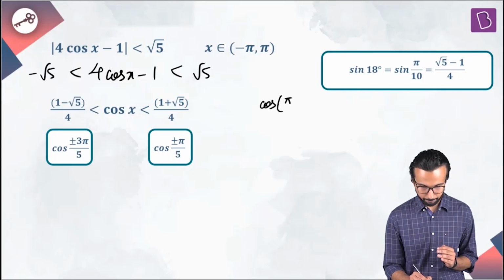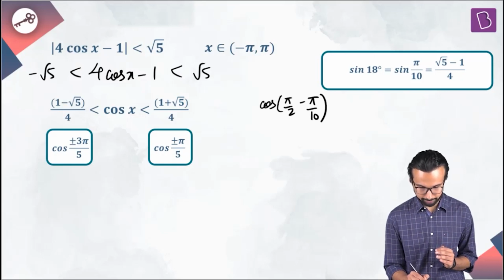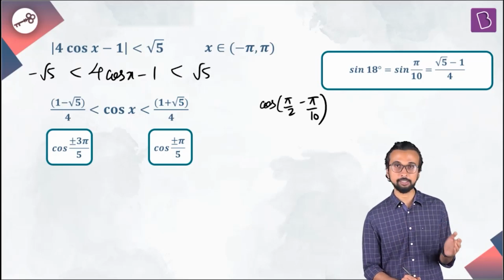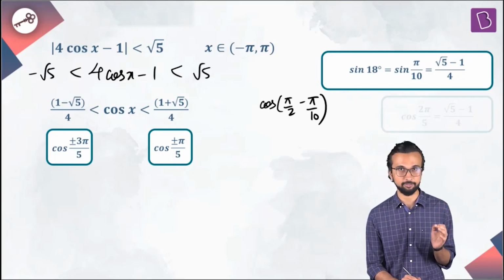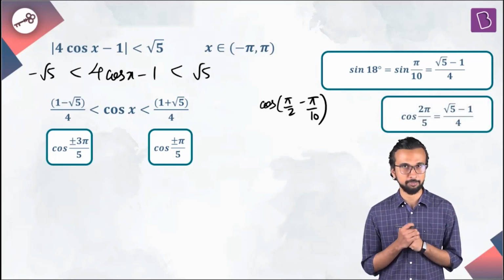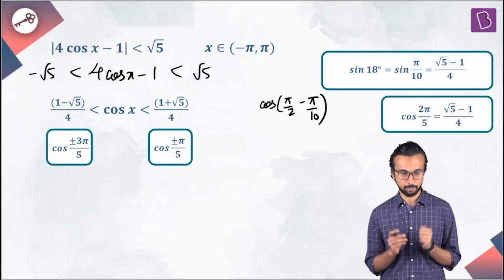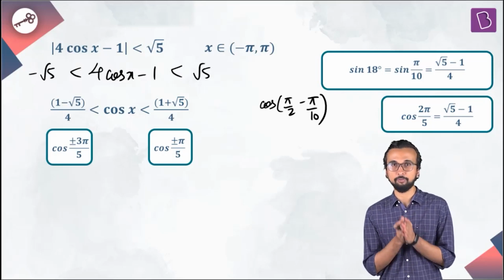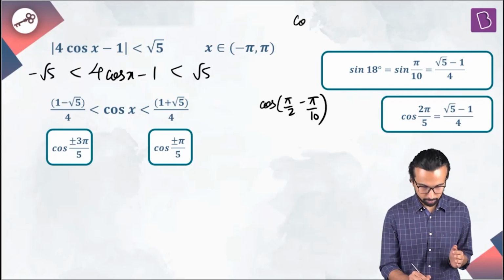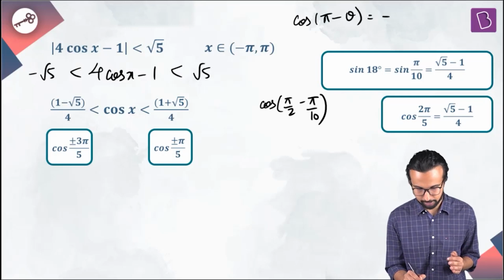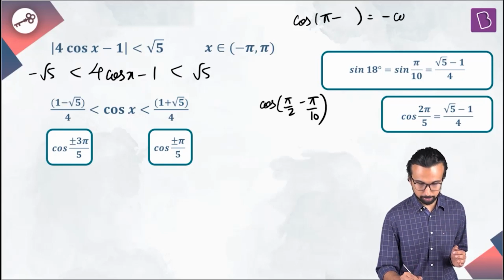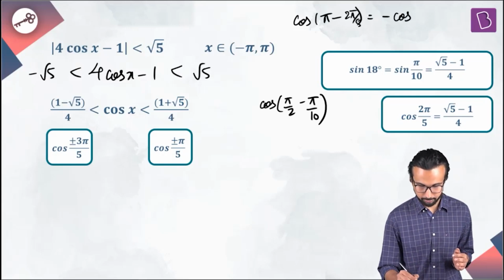Now, in terms of cos, how would I write it? Cos of pi by 2 minus pi by 10, which will be 5 pi by 10 minus pi by 10, which is 4 pi by 10, also known as cos of 2 pi by 5. So then you get cos 2 pi by 5 also equal to root 5 minus 1 by 4. Why is that useful here? Because we know that cos of pi minus theta is minus cos theta. Replace theta with 2 pi by 5.